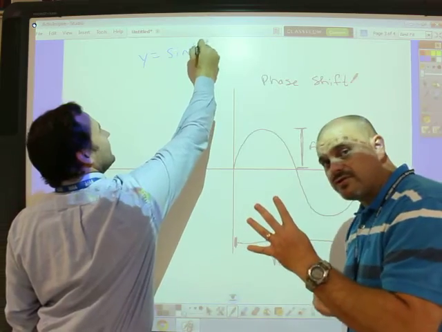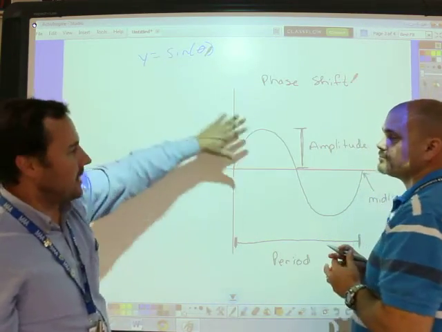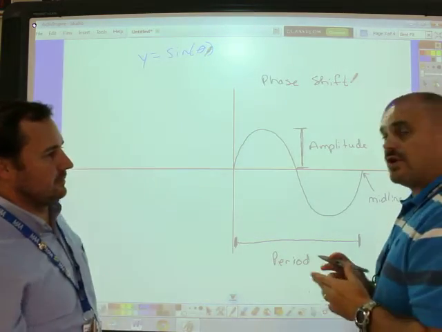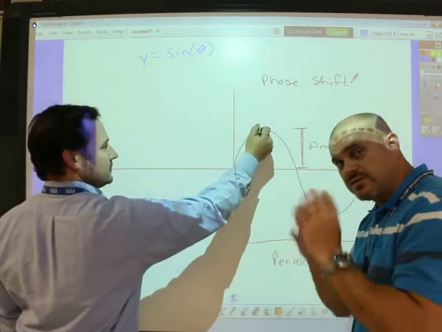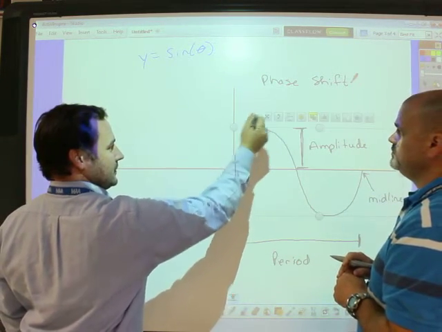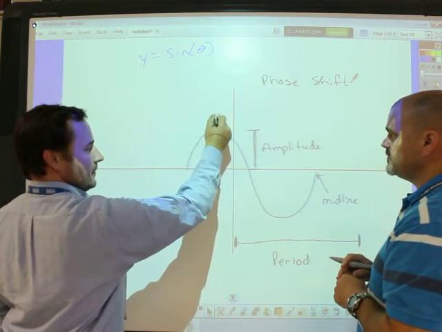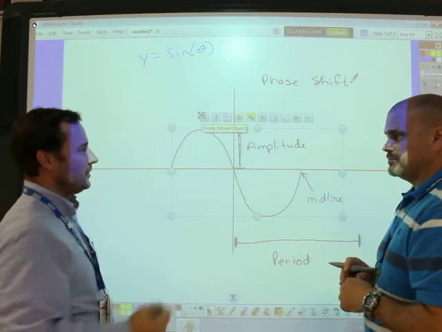So there's 4 vocabulary words you guys need to know pertaining to parent graphs. The parent graph does not have a phase shift. It's only when we transform it, and we'll talk about that in part 2. That is an example of a phase shift.